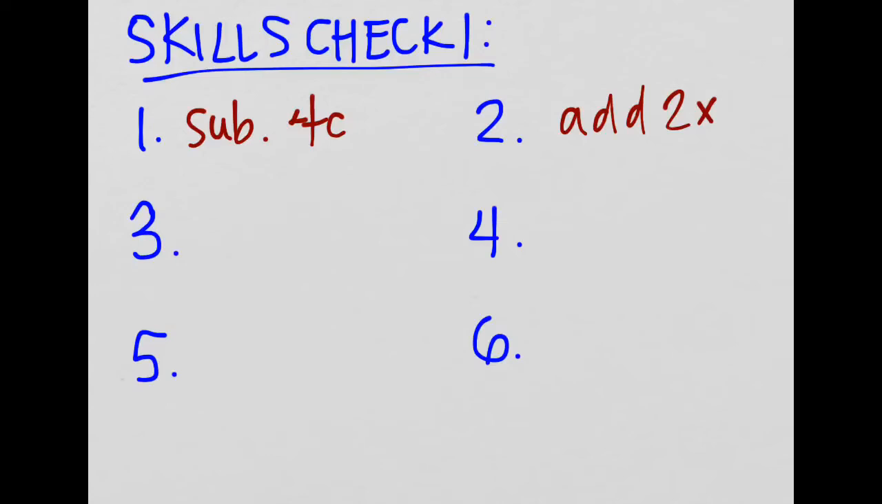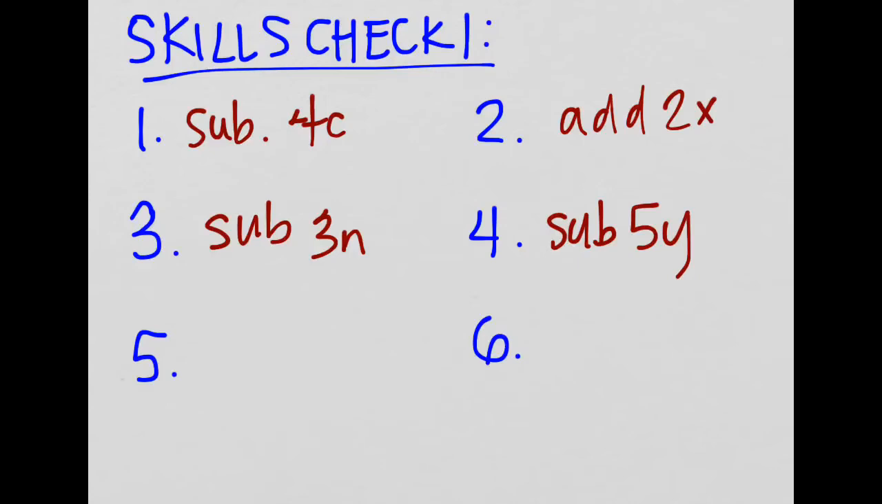All right, so for number 3, in order to get the variables on the right, we're going to need to subtract 3n. For number 4, in order to get them on the right-hand side, we're going to need to subtract 5y because it was a positive 5y. All right, and then we'd be left with a negative 24. Be careful, the number owns the sign in front of it, and you can't just eliminate it and get rid of it.